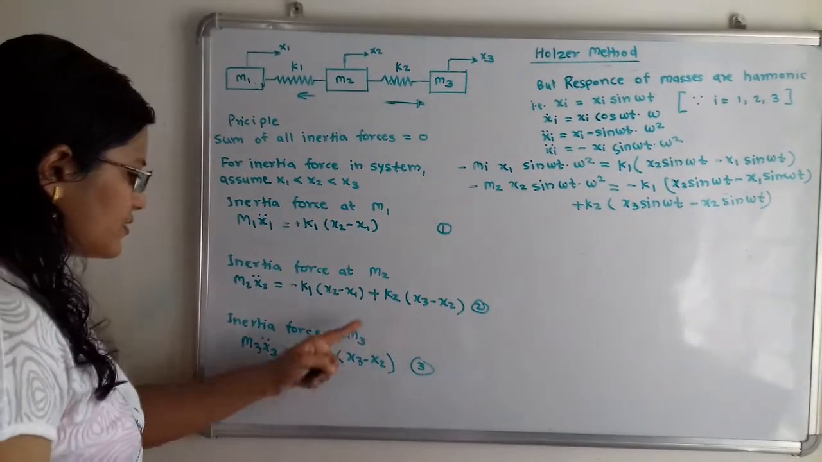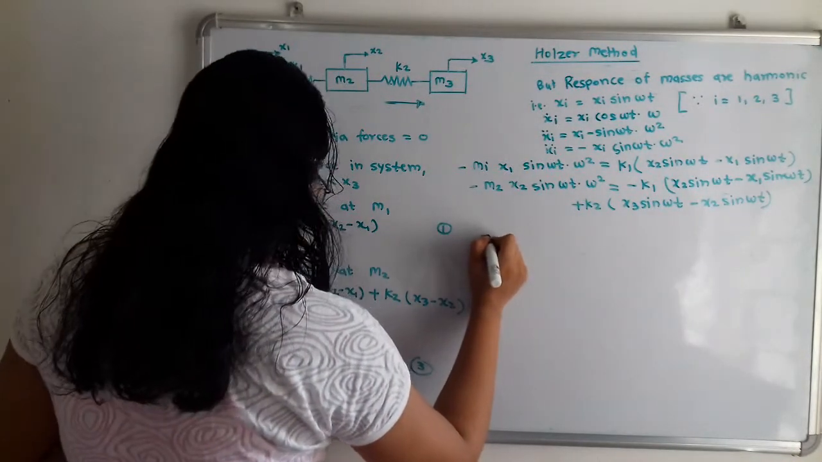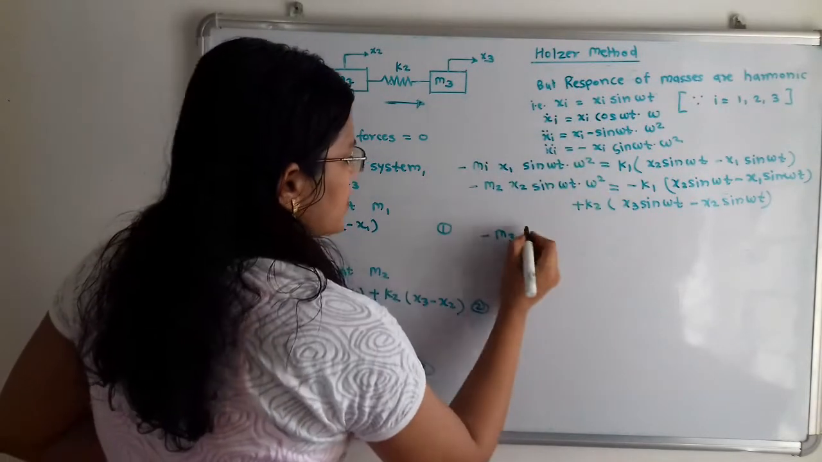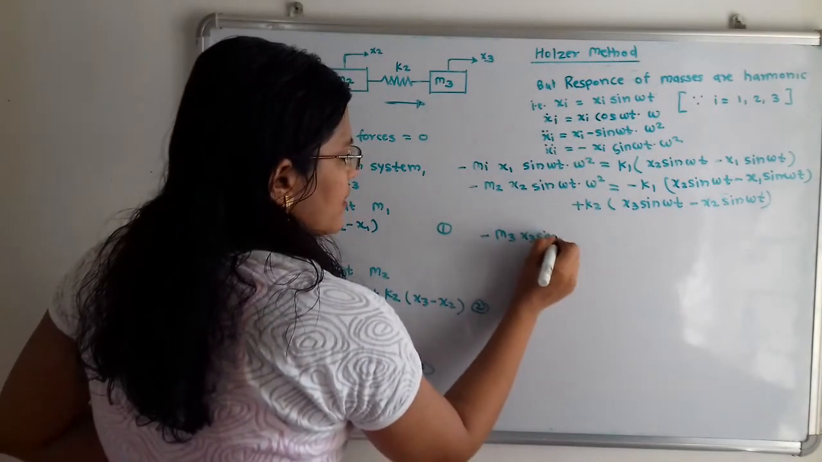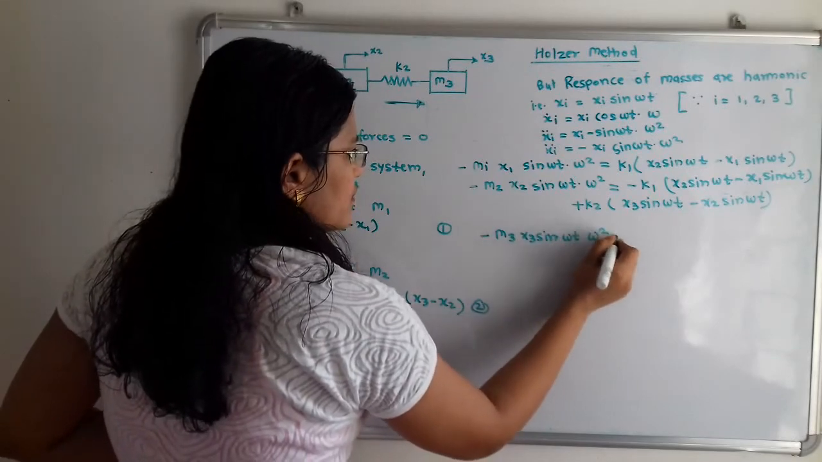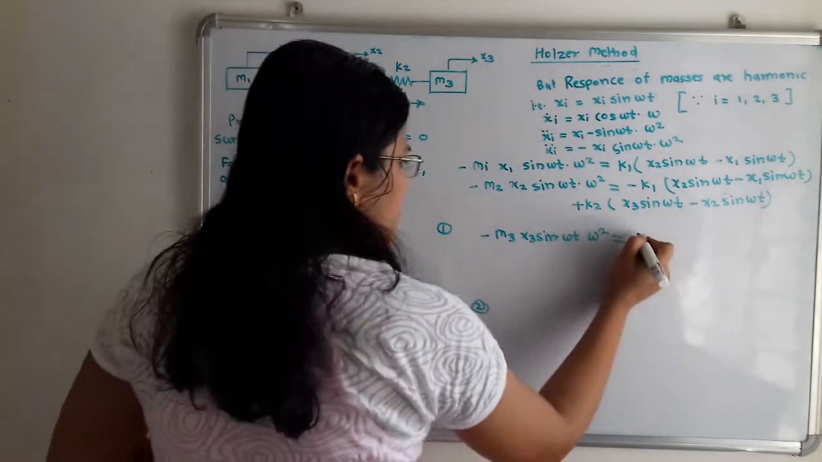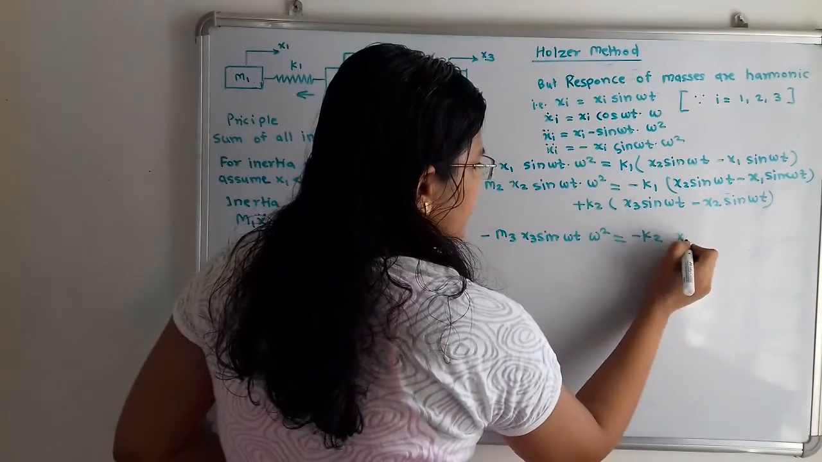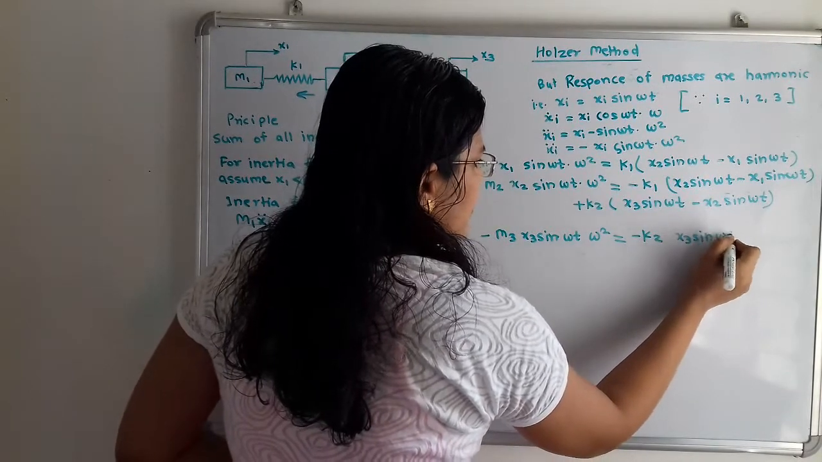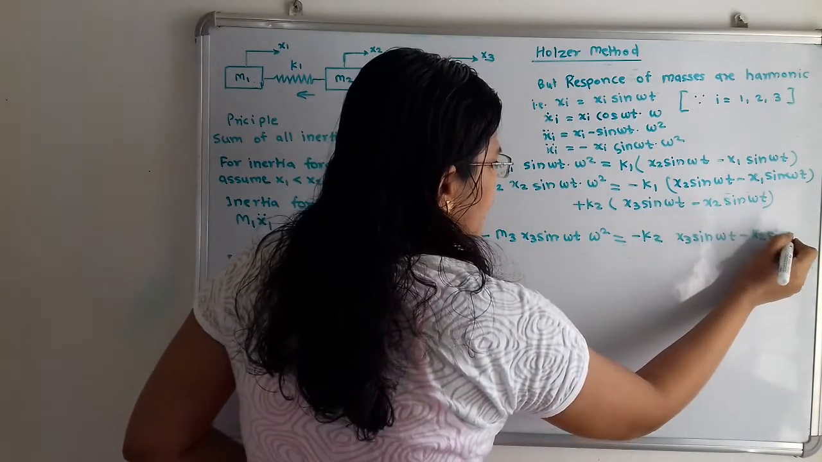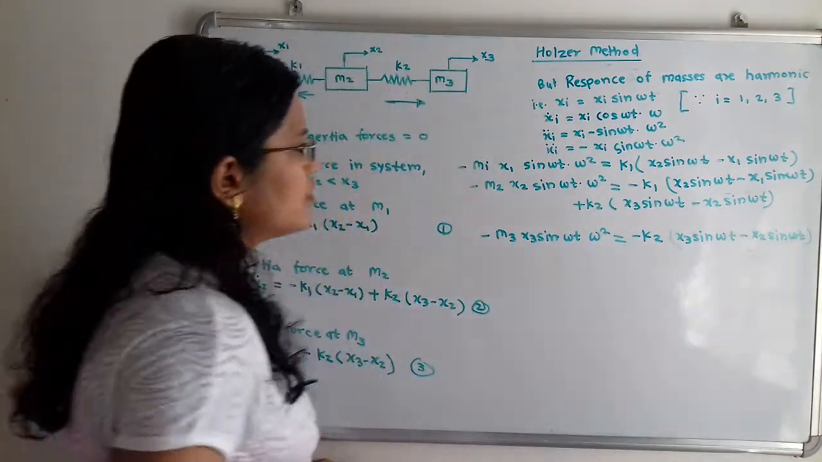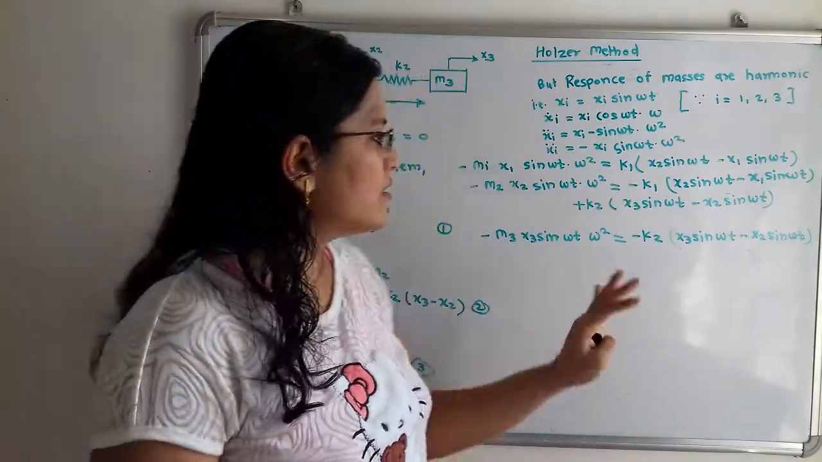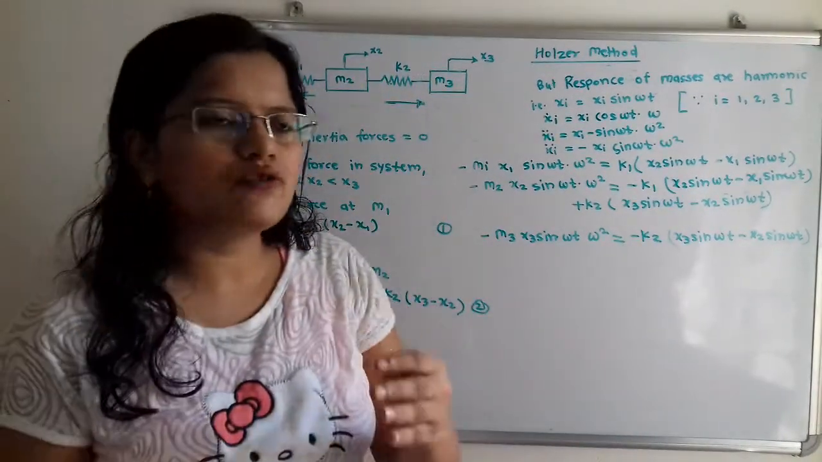Now we will write again this third equation. So m3 and x3 double dot, here minus x3 sin of omega t into omega square, which is equal to minus k2 times x3 minus x2, that is x3 sin omega t minus x2 sin of omega t. So these are the three equations that we have converted into the harmonic equation.